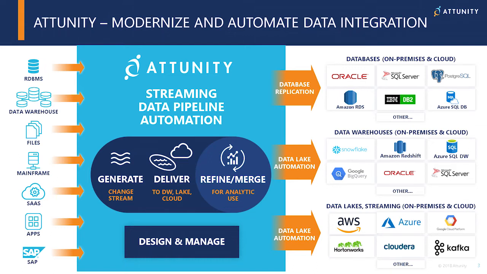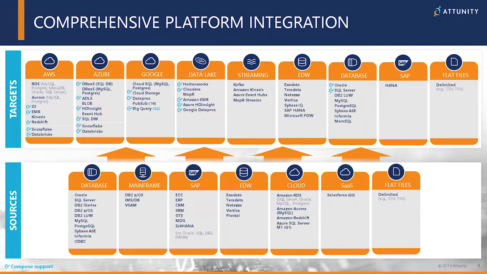Data lake automation is really about merging change streams and setting up a commonly formatted comprehensive change history from which you can provision data sets for analytics. And I'll talk about that in a little more detail here.